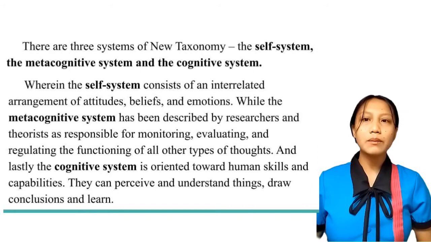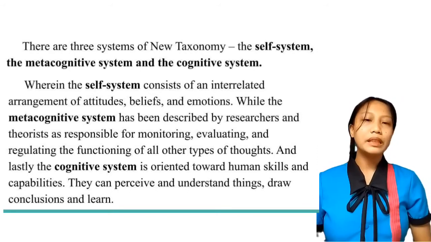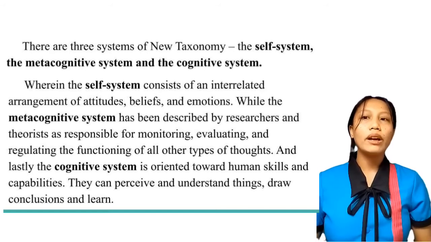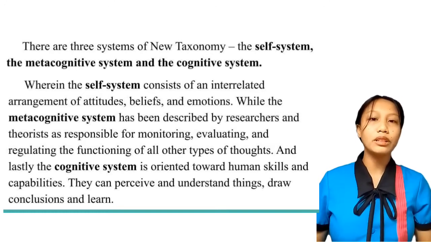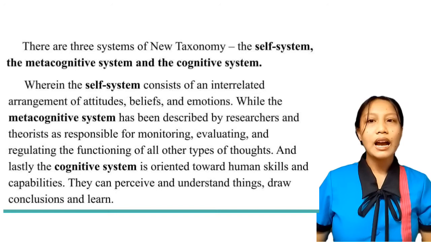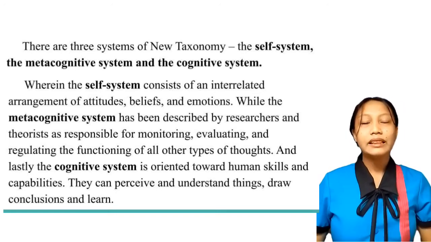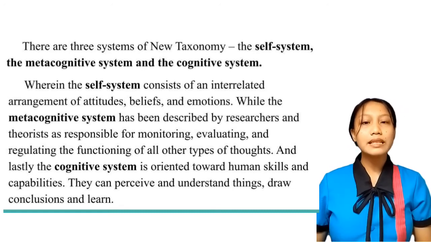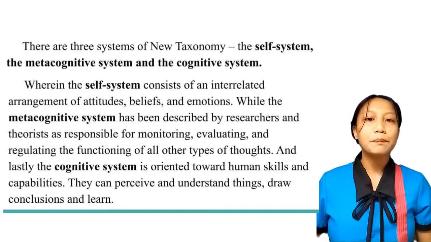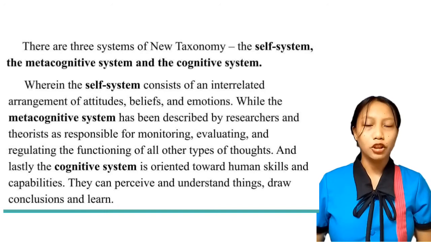The self system consists of an interrelated arrangement of attitudes, beliefs, and emotions, while the metacognitive system has been described by researchers and theorists as responsible for monitoring, evaluating, and regulating the functioning of all other types of thoughts. And lastly, the cognitive system is oriented toward human skills and capabilities. They can perceive and understand things, draw conclusions, and learn.